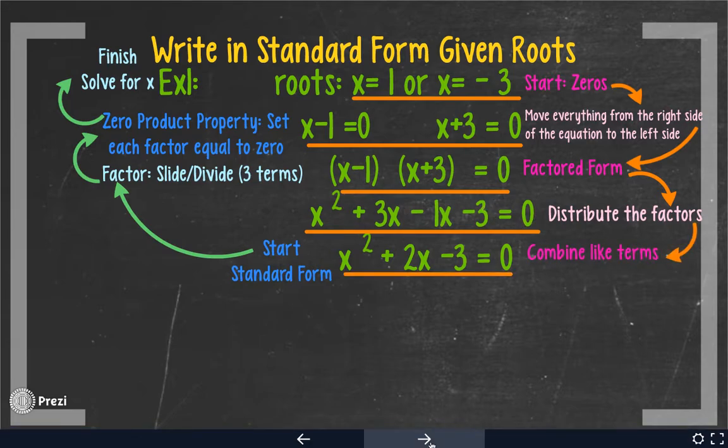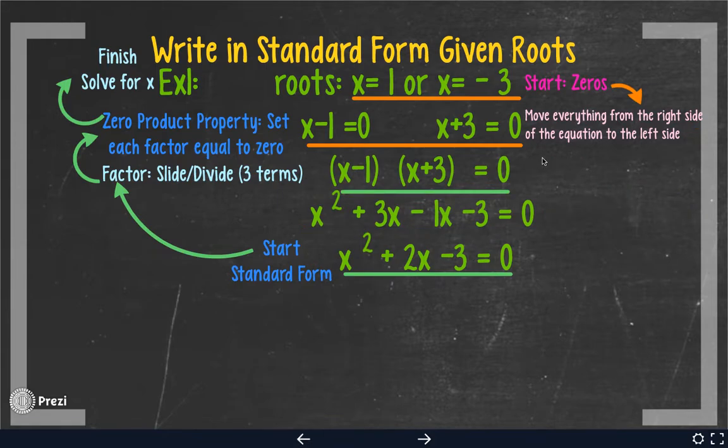Guys, so this is the basic process we're going to be using once we have our roots to get to standard form. Now, there is one step that you can skip in this process. Technically, we don't have to do this step. Technically, I could go from my very first step to this step. And the shortcut to get from your zeros to factored form, just kind of reverse what we did over here.